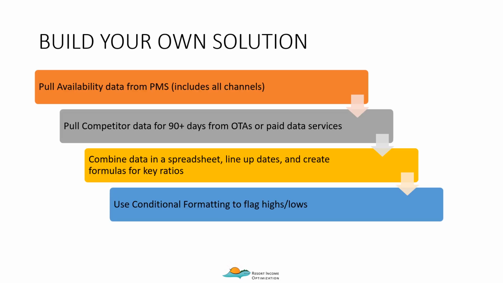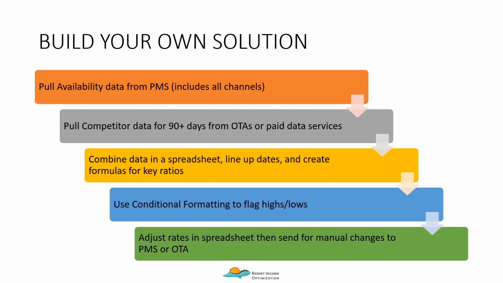So you can paint a whole range. I usually like to make it 90 days, and it'll show you which numbers are unusually high or low within that range, which numbers are above average or below average, and so on. And it just helps you see some of the outliers out in the future when you're dealing with a lot of this data. And then you adjust the rates in the spreadsheet and send them for manual changes to the PMS or the OTA.